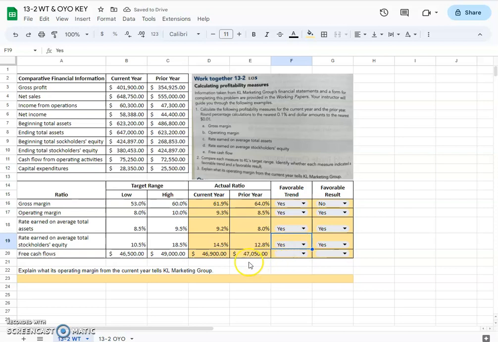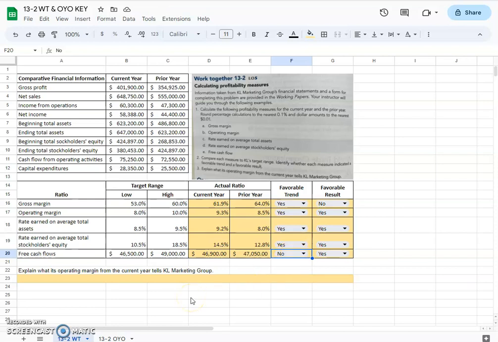Free cash flows. All right, between 46.5 and 49 is where we want to be. Last year we were at 47. This year we're at 46,900. We are just barely above the low end of the target range. So is it a favorable result? Yes. But we are not trending in a good direction, right? We went from the middle of this, up the 47,000 mark, down to just barely above the low end. So we are not really headed in a good direction. If that continues, next year we'll be outside of range. So that would be a no.